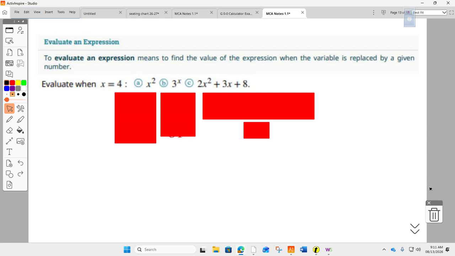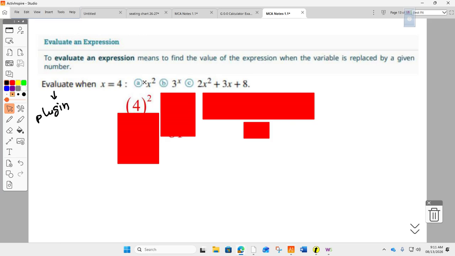All right, so let's go ahead and make a note. I don't have a link for evaluating, the plug-in. So they want me to evaluate x squared with x equals 4. Everywhere there's an x, I'm going to put a 4. So 4 squared, x replaced with 4, simplifies to 16.